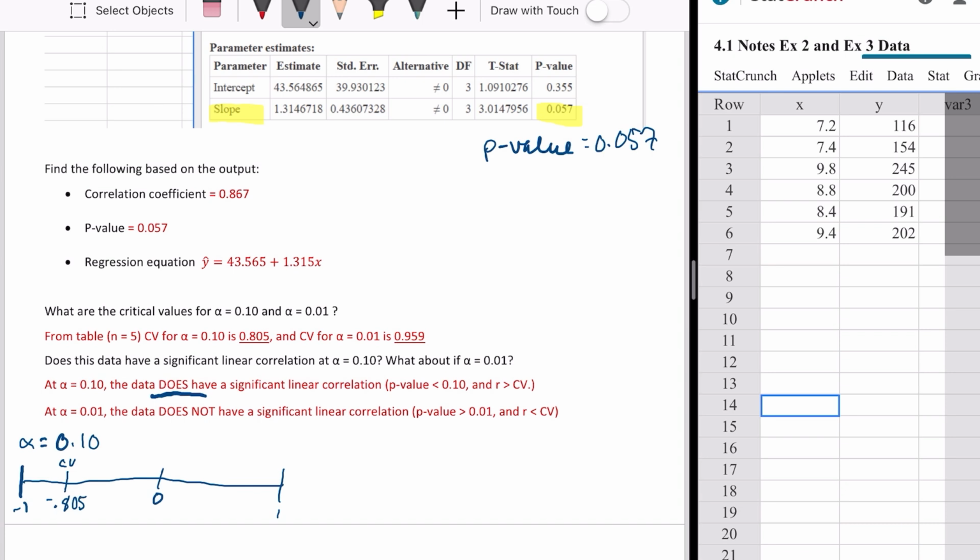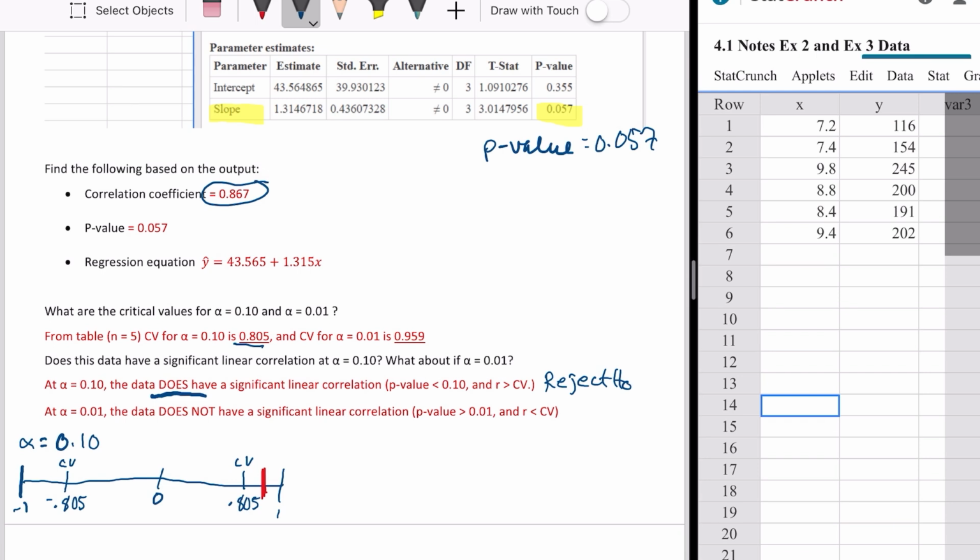-0.805 and positive 0.805. That was our critical value from the table. And our test statistic, remember, was that correlation coefficient. So that would be in the rejection region over here, so we would reject the null. Exactly. We have a significant linear correlation at that level.